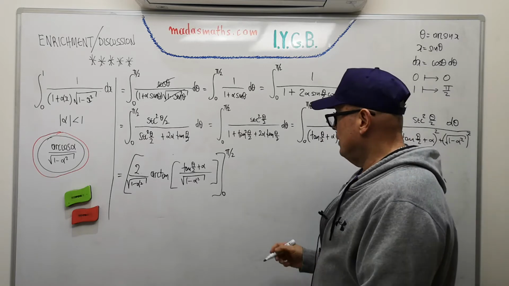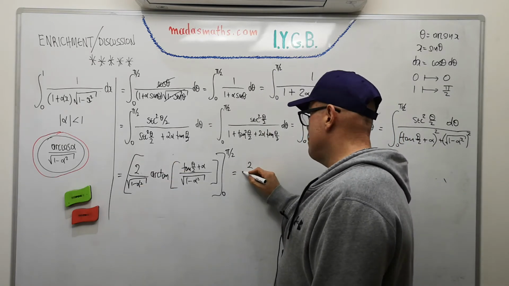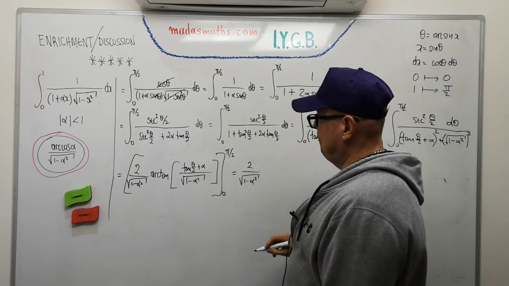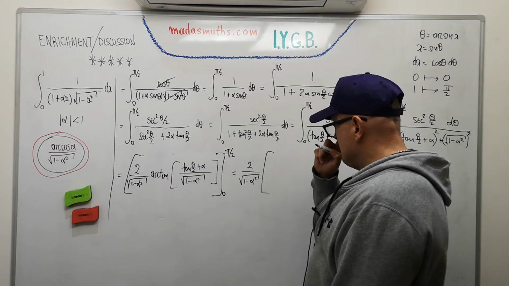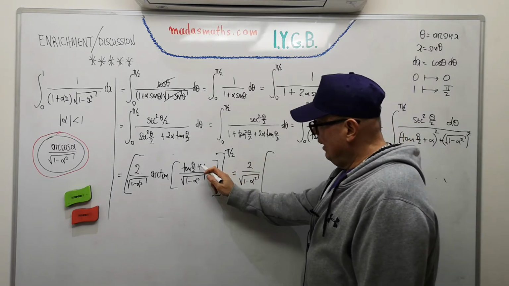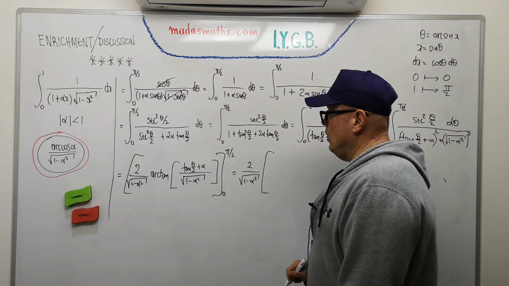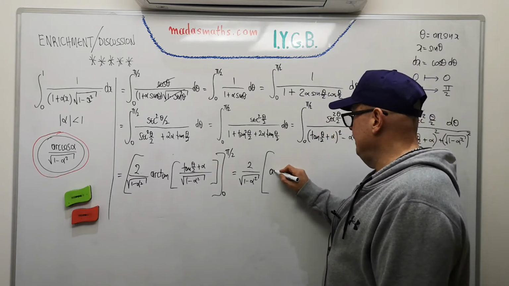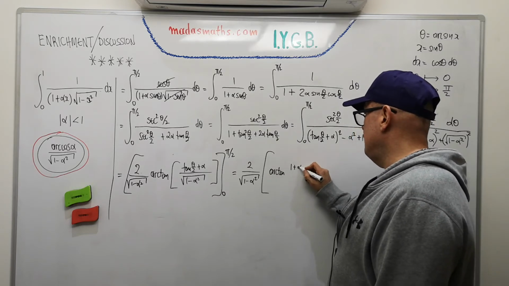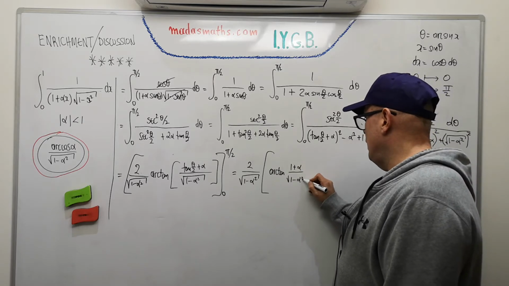Evaluation next. Looks a bit scary still. Let's pull this on the outside. 1 minus alpha squared. And let's put in our limits now. Theta is pi over 2. 90, 45. Tan of 45 is 1. So we're going to get the arctan of 1 plus alpha over the square root of 1 minus alpha squared.